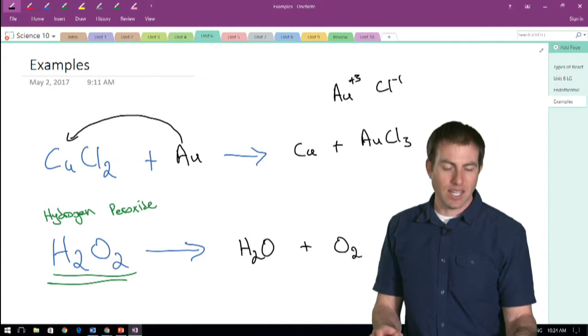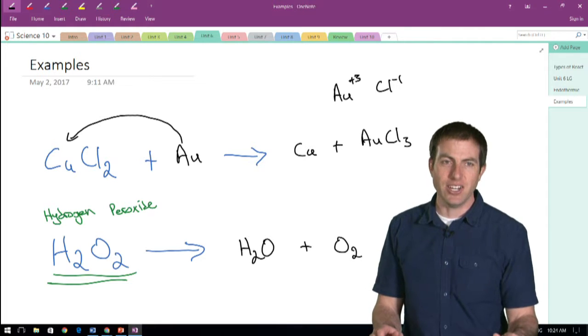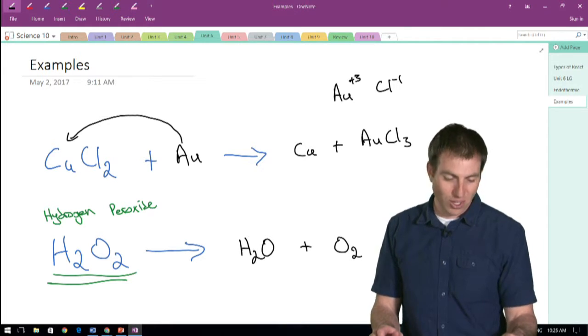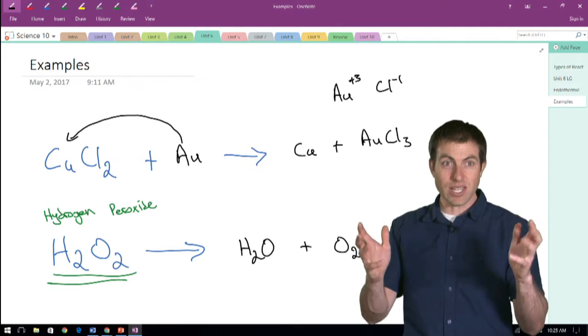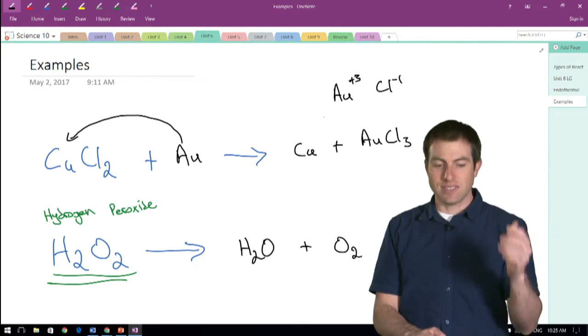That's why we don't give copper 2 chloride to students very often, because it's just like, stick your finger in it. What would you do if gold was in it? Just do it for science.